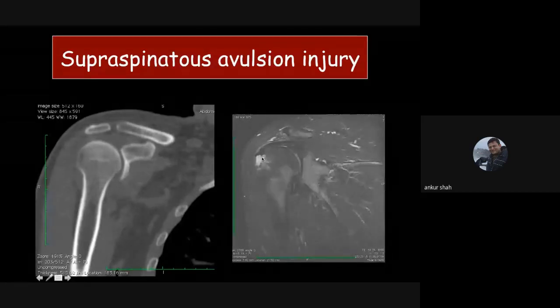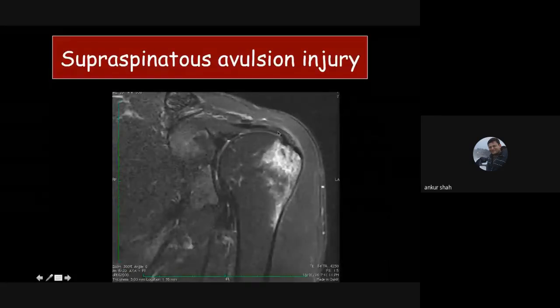The patient will have loss of function because the tendon does not act properly because of this edema, and this is known as the supraspinatus avulsion injury. It can be a small area of edema or a large area of edema like this, without fracture. So even with so much edema, the X-ray and CT scan will be normal. This can be picked up only with the help of MRI. So we term it as an avulsion injury.